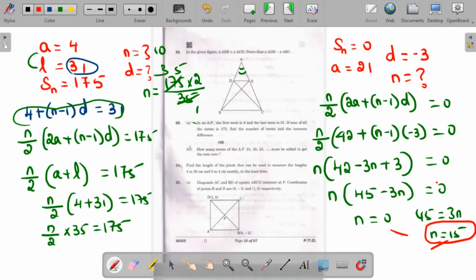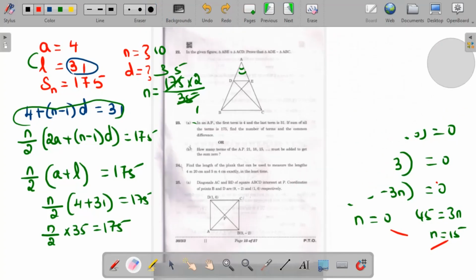Now compared to 23a, 23b is a little straightforward. So please be very wise in your choices. This will definitely save time in the board exam. Use this experience if you're attempting the next set. Now let's move on to question number 24.